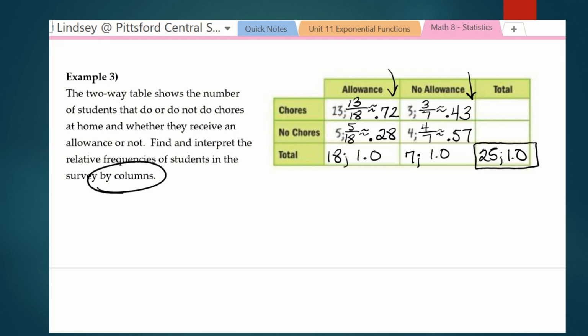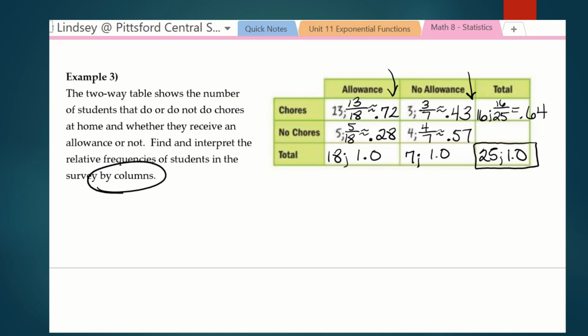Now, how many kids, whether they receive an allowance or not, do chores? Well, let's add. 13 kids plus 3 gives us 16. Now, of these 16 kids, 16 out of 25 total do chores. Now, actually, if I do 16 divided by 25, I don't need an approximately here. This is going to give me an exact value. So 16 divided by 25 gives me 0.64, relative frequency of 0.64.